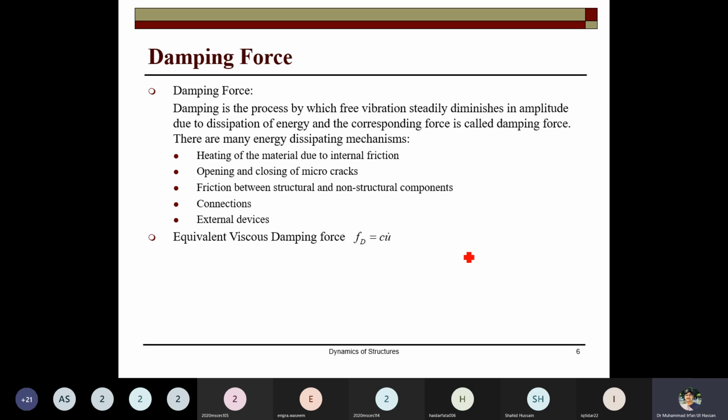Equivalent viscous damping force can be represented by c times u dot. The damping force is represented by the velocity times the damping coefficient. It is just like a piston that is moving, and how much is its velocity. The damping of every piston is a property that depends upon the friction between the piston and the component where the piston is moving.